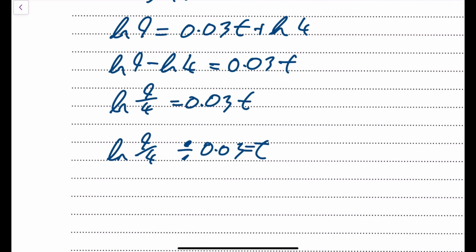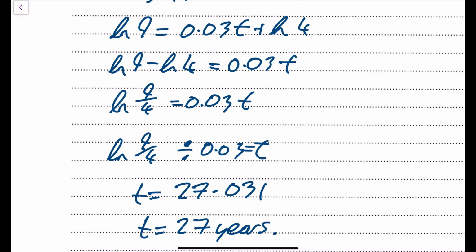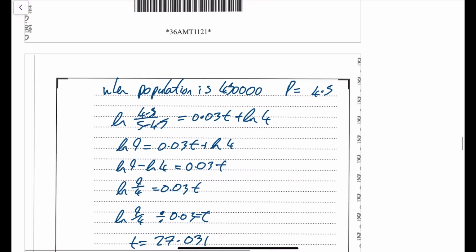Ln of 9 divided by 4, and then divided by 0.03. And what I got was t is equal to 27.031. So basically it's 27 years. Okay, that's not my preferred way of doing it, to be honest. I'm going to do this a slightly different way.